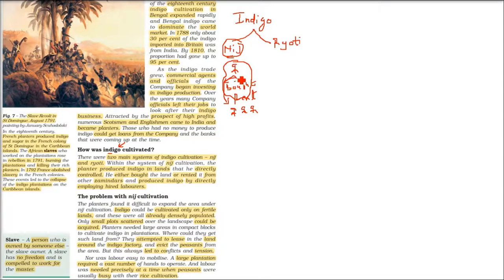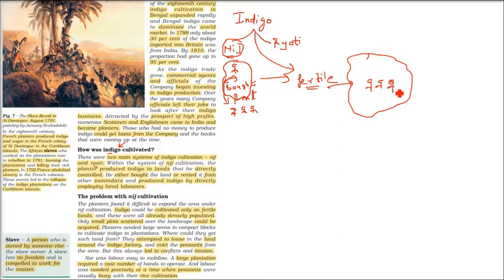We'll talk about Rayati, but before that, what was the problem in Nij and why did this Rayati come? So there was some problem. The first thing is that indigo can only be cultivated in land which is fertile, that is, upjao zameen. If the land is not fertile, if the soil is not good, indigo cannot be grown. The problem was that the fertile land was already densely populated. People were already living there in high numbers.